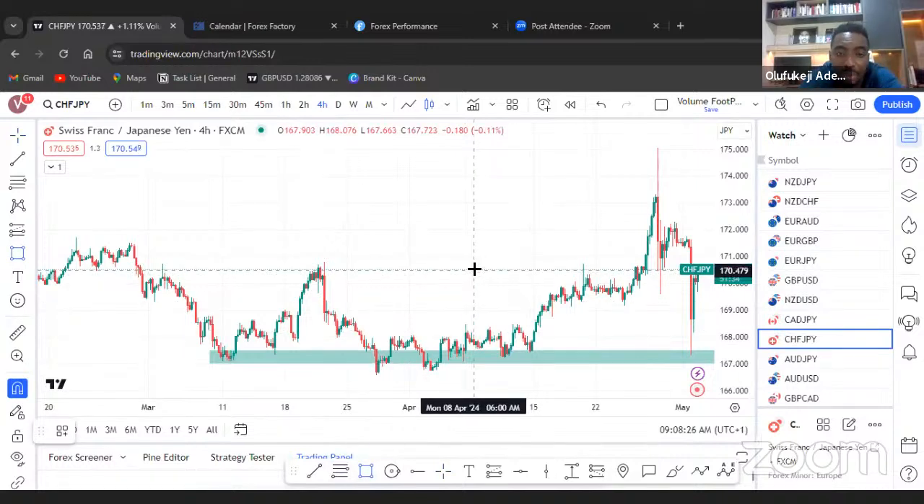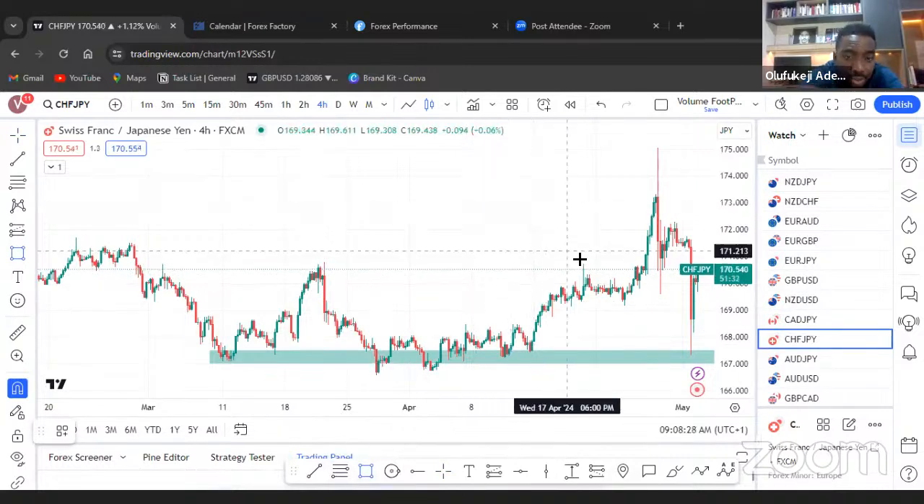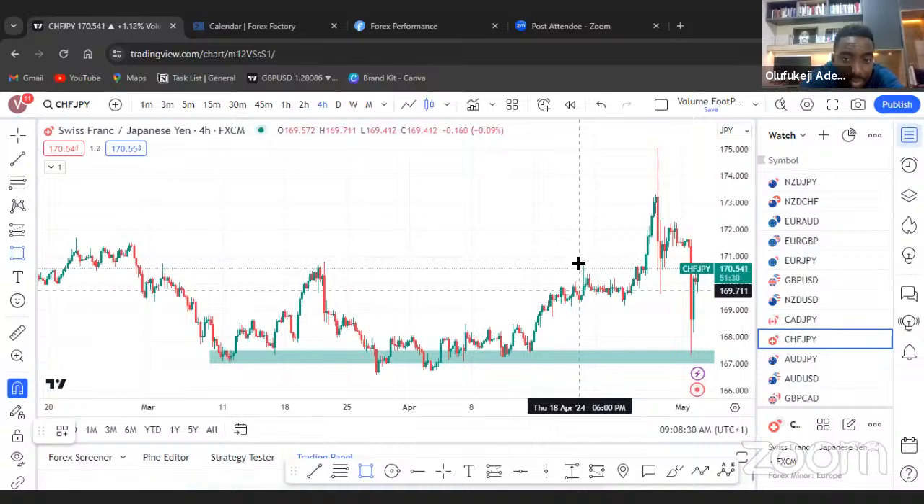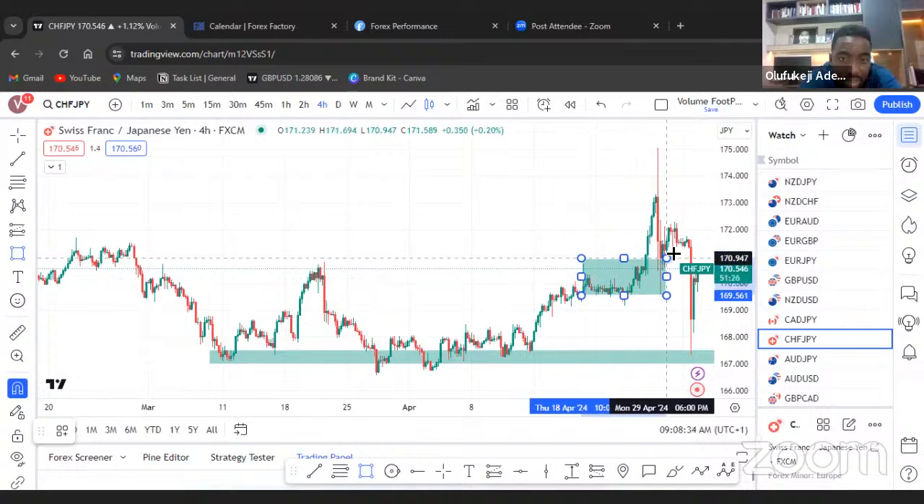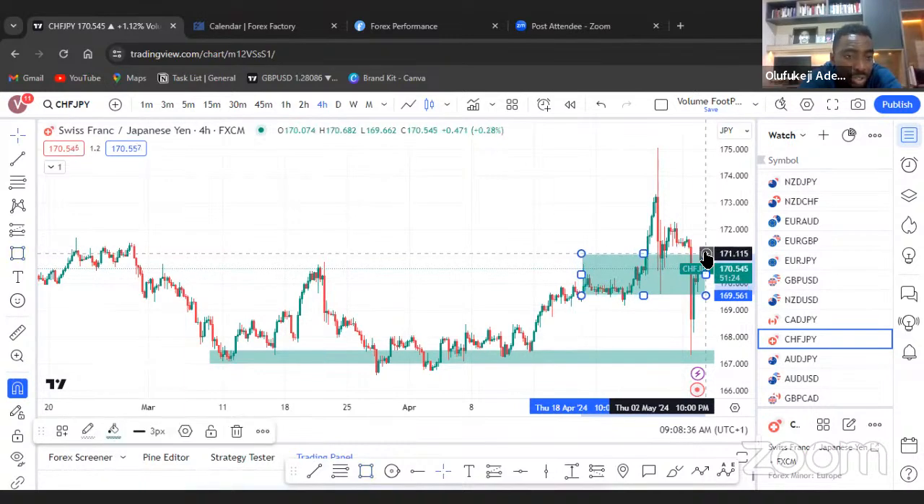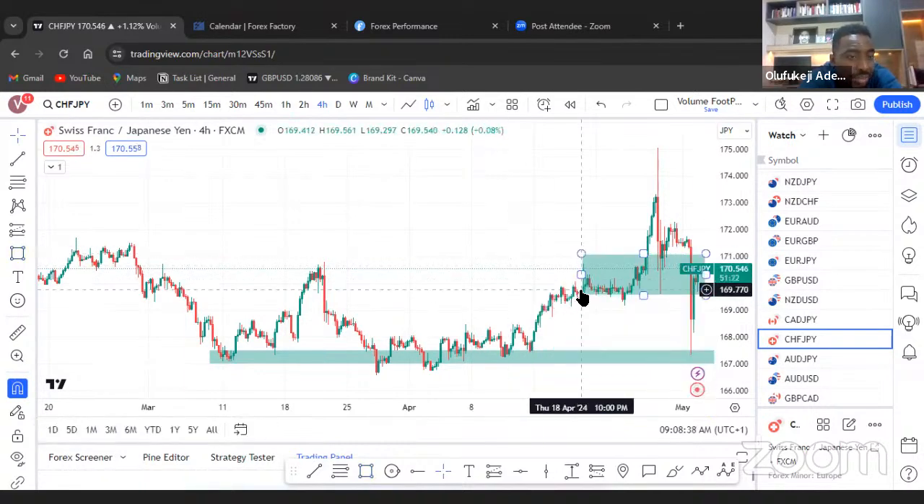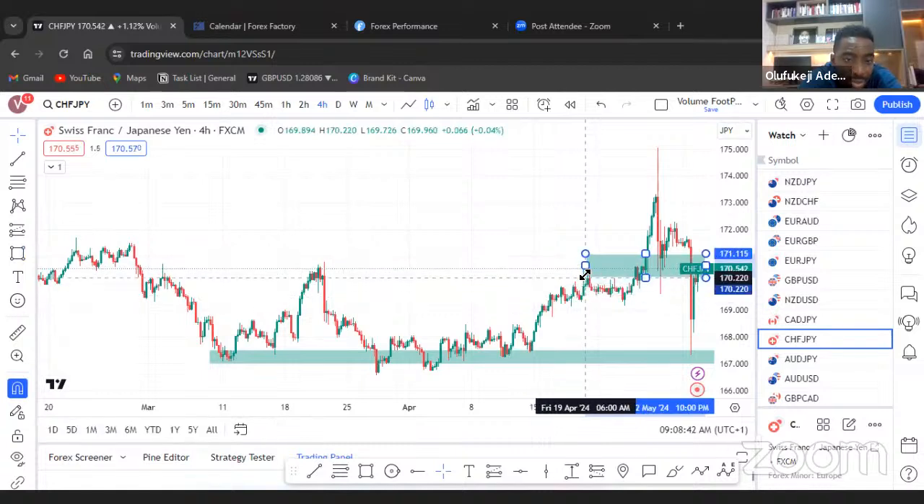Box pattern at the top. That's the sweep. And so that's a shoulder. Even the one before it too is a shoulder. Anything from 20th of March, that's a shoulder too.